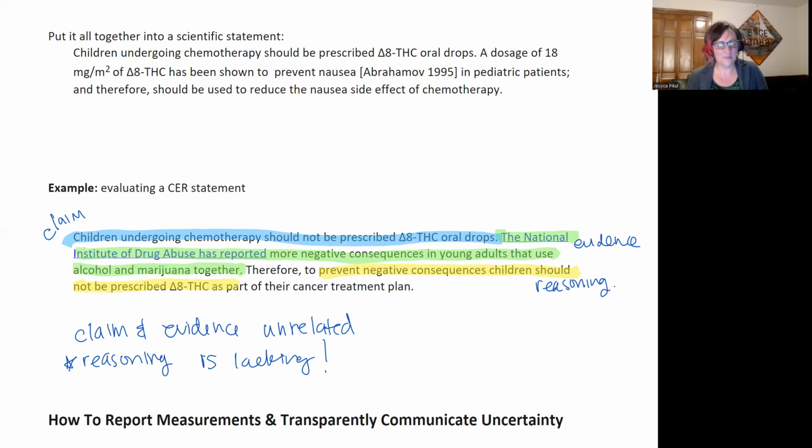So a way to make this a stronger argument would be to take that claim and then go and find evidence that shows a negative consequence of giving children delta 8 THC, right? Like it led to dizziness or some sort of side effect, or just any sort of study that's based on the actual population that the claim is about and the actual compound that the claim is about. And that would really improve this.